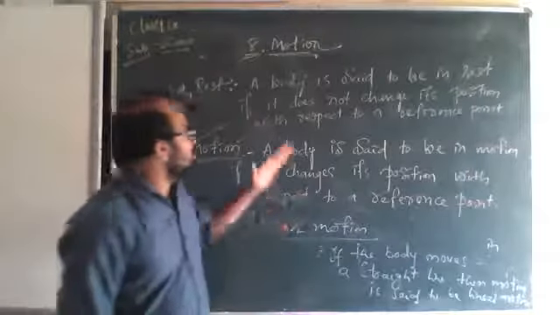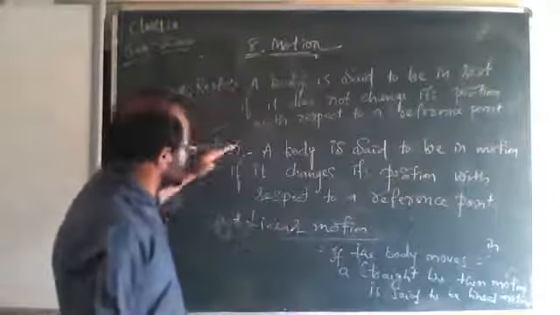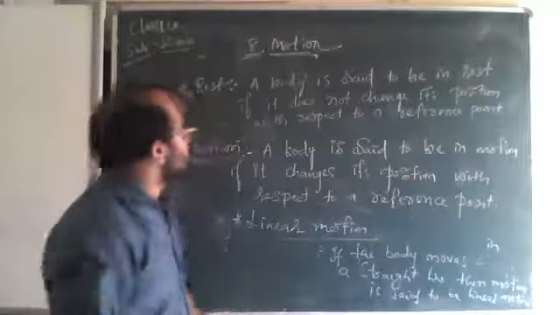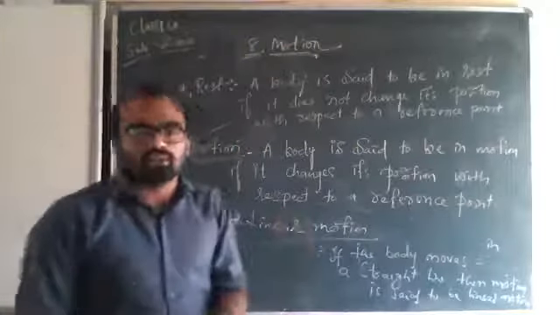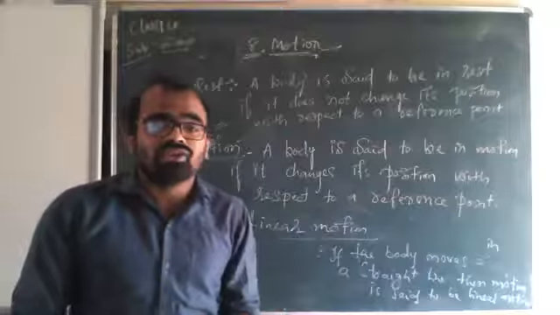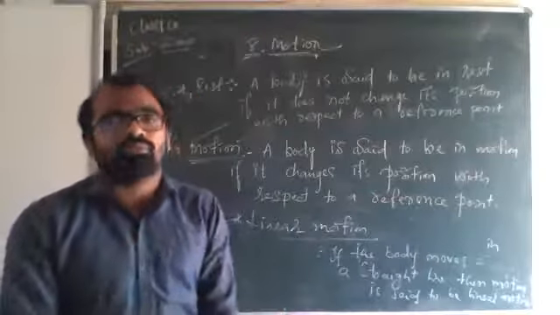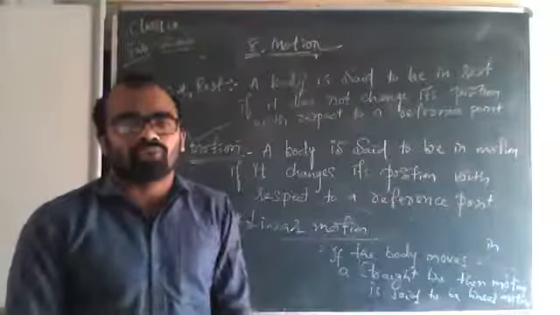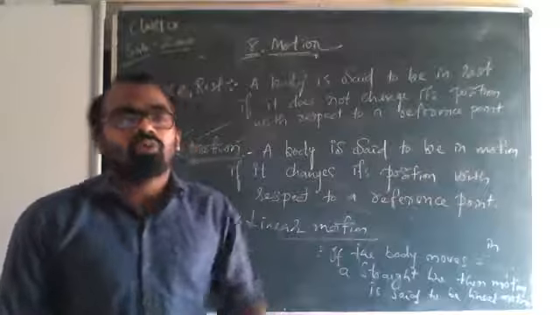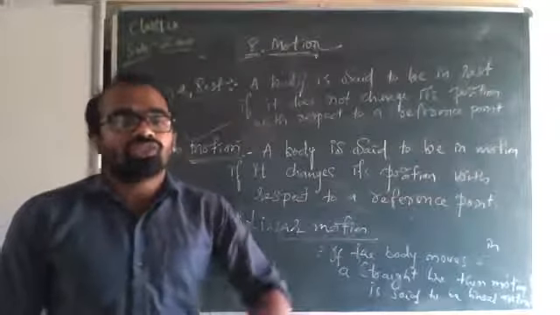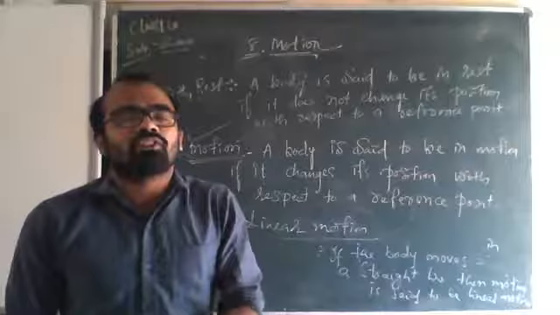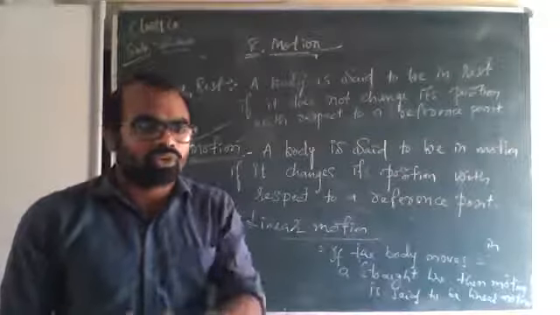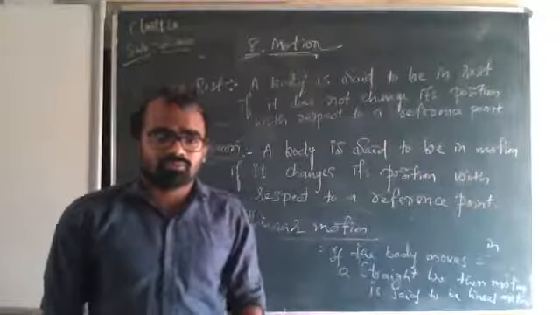So these are rest, motion and linear motion. What is rest? A body is said to be at rest if it does not change its position with respect to a reference point. What is motion? A body is said to be in motion if it changes its position with respect to a reference point. I have given you a lot of examples regarding this.